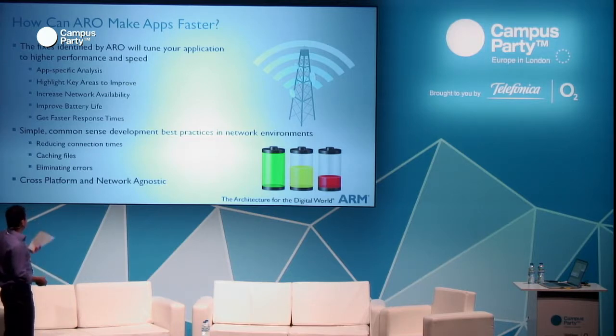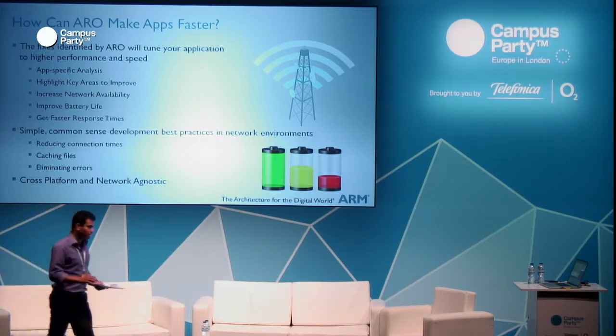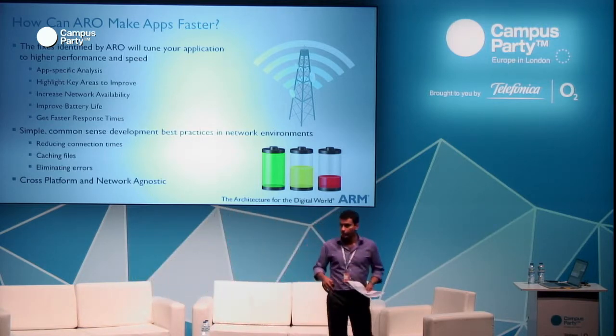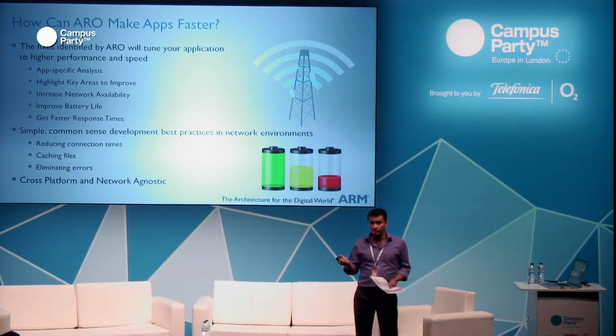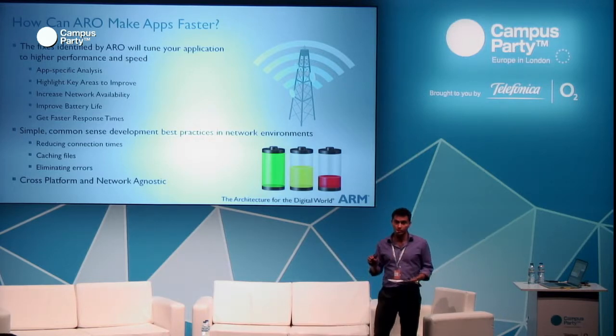So ARO gives you this kind of information, and it can be very helpful, especially if your apps need a lot of connection to the internet. You might be doing adverts on your apps, or collecting statistics and supplying the server with this kind of information, and looking at your app through ARO will help you identify parts that you could improve.